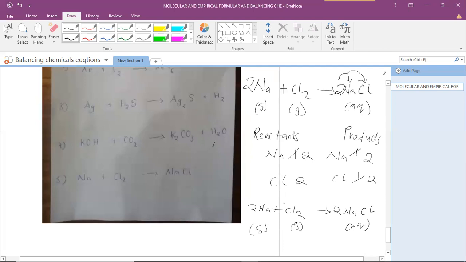So this is how you balance chemical equations, and that's how you determine the molecular formula and the empirical formula.